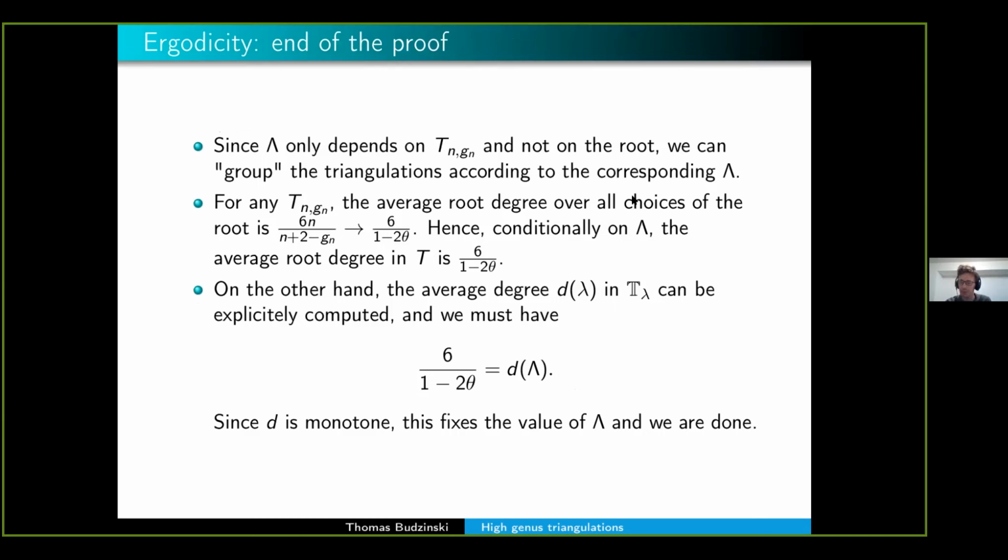And what replaces the curvature here is the average degree. So we know that the average degree must be everywhere about the same. On the other hand, we are able to compute the average degree in these sheets. So we can finally match the average degree that we can compute in the sheet with the average degree that we can compute in a triangulation of fixed size and genus to obtain an equation linking lambda and theta. And this is enough to conclude that lambda actually has to be deterministic and a function of theta.